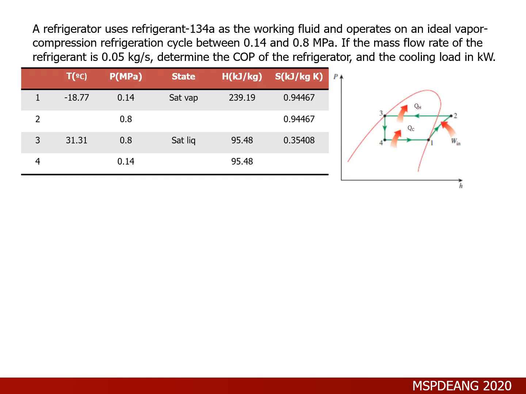Okay, so let's now proceed to an example. Okay, so we have our ideal vapor compression cycle, which operates using refrigerant R-134A as the working fluid. Okay, and operates within the refrigerant cycle between pressures of 0.14 MPa and 0.8 MPa. If the mass flow of the refrigerant is 0.05 kilograms per second, determine the COP of the refrigerator and the cooling load in kilowatts.